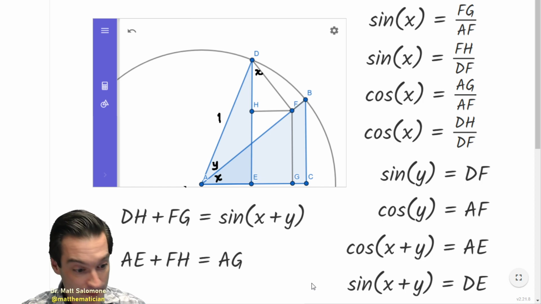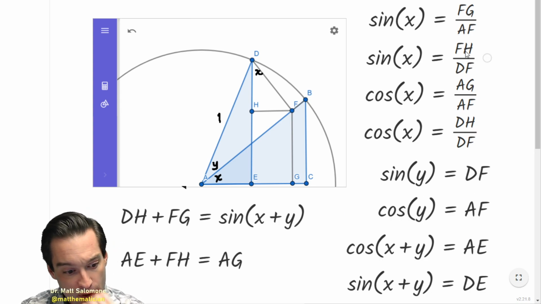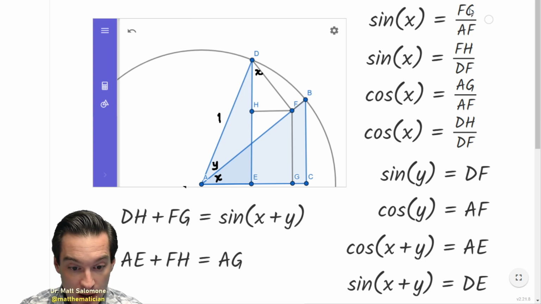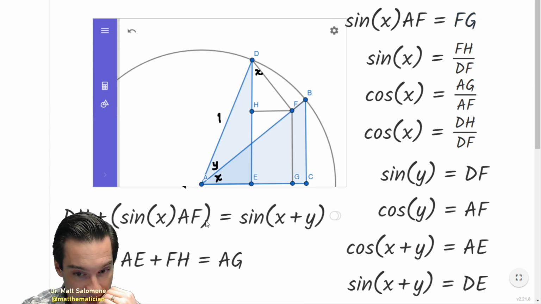No sweat, right? But what about DH and FG? What can we say about those? We have some information from up here. For example, we can say that the only place that we have an FG up here from anywhere is right here. FG divided by AF is equal to sine of x. So let's take the AF and multiply by AF on both sides, and then use that to substitute for FG. Sine of x times AF.